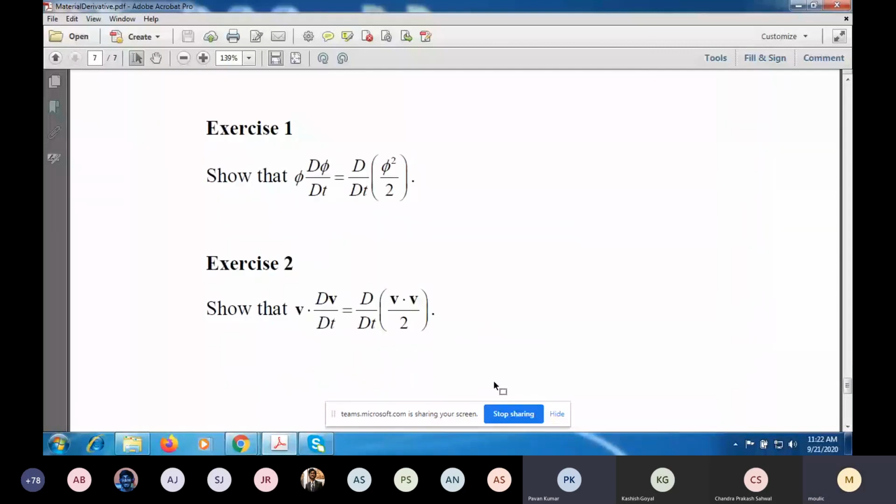And as a second exercise, you can look at the scalar product v dot dv/dt. If you want to find a mechanical energy balance, then you may need to take the scalar product of the vector momentum equation with v. Then on the left hand side of the equation, you will come up with a term which is v dot dv/dt. And you can show that this is d/dt of v dot v by 2.